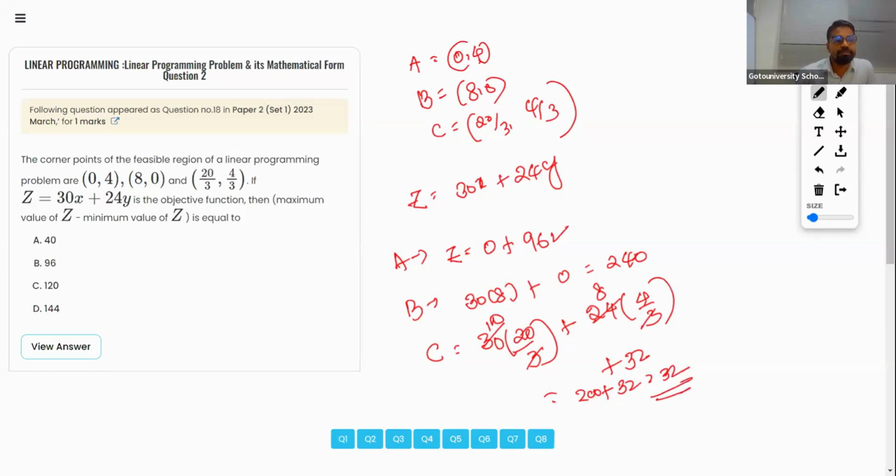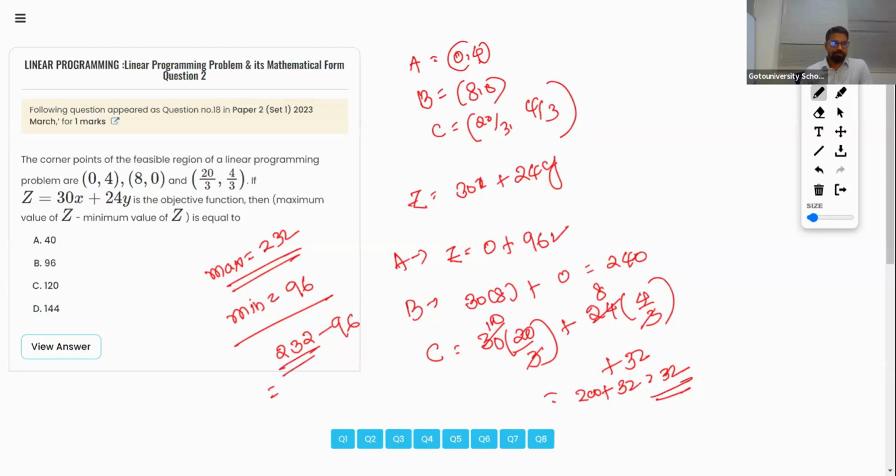But the question is maximum minus minimum, right? We have got 232 as our maximum. Where is the minimum? We have to find that now. The minimum value we have got is 96. So our final answer is 232 minus 96. We will first remove 32, then we have 200, or we can subtract directly. So what is the answer, 232 minus 96? You can look at it.